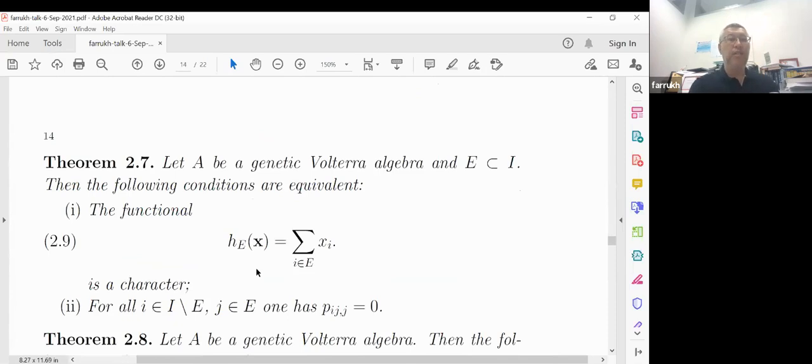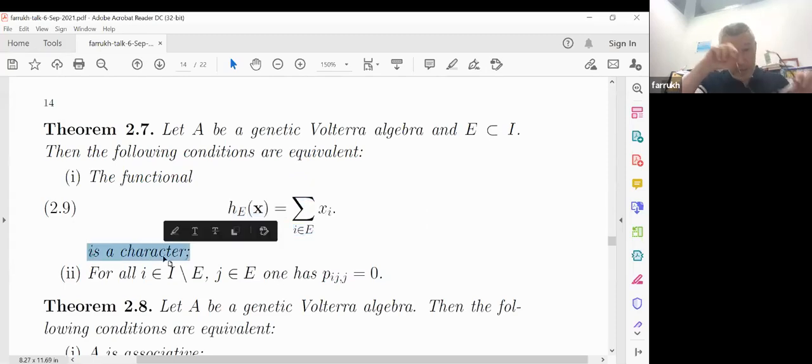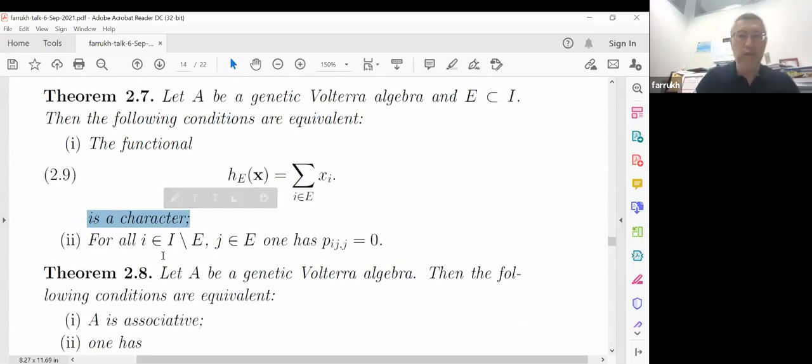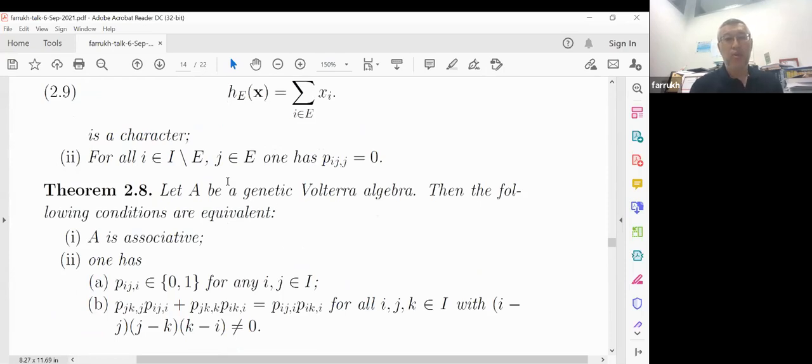Okay, so now let us restrict ourselves to the genetic Volterra case. In the genetic Volterra case, our P_ji satisfies that property. Then the next theorem says only this kind of functions are characters of the algebra. So this means that a Volterra genetic algebra may exhibit a lot of characters. And the next theorem clarifies when this genetic algebra could be associative, because it's important to know when the algebra is associative and when it's not associative, and then you should treat the algebra accordingly.